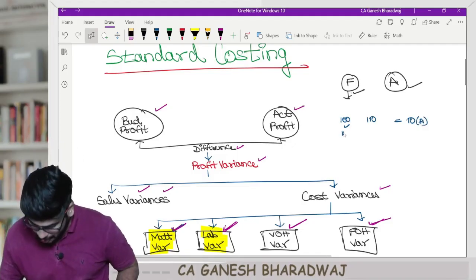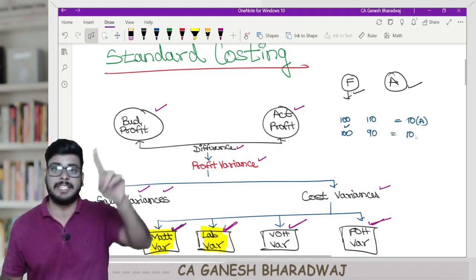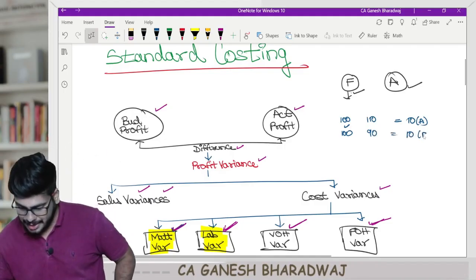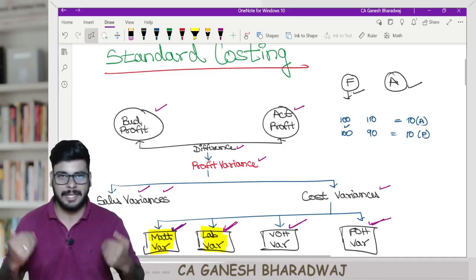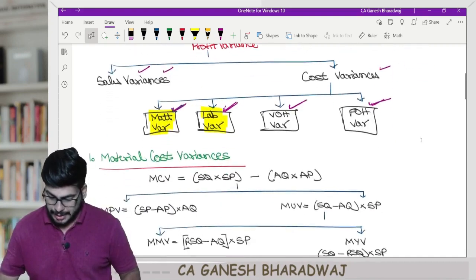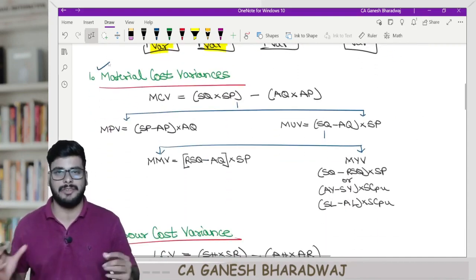Whereas suppose you should have incurred 100 rupees, you have only incurred 90. This case also there is a 10 rupee variance, but that 10 is a favorable variance. Are you clear with this? Right? These are some basic things that you need to know. Clear with this, guys? Now let us get started with the material cost variances.